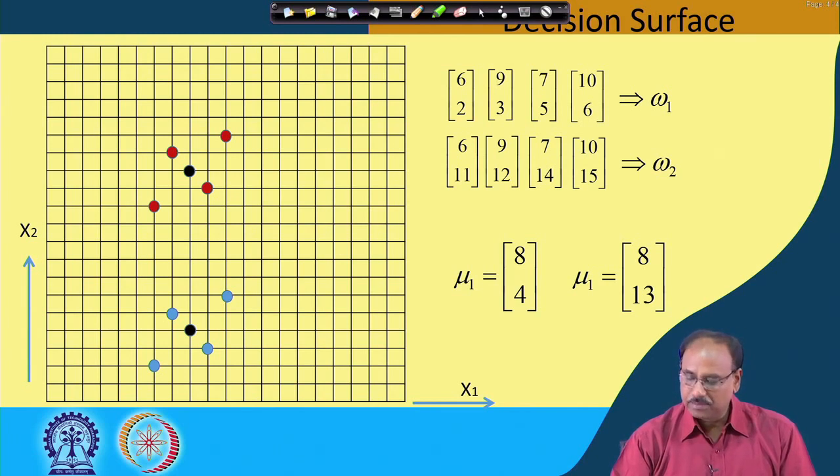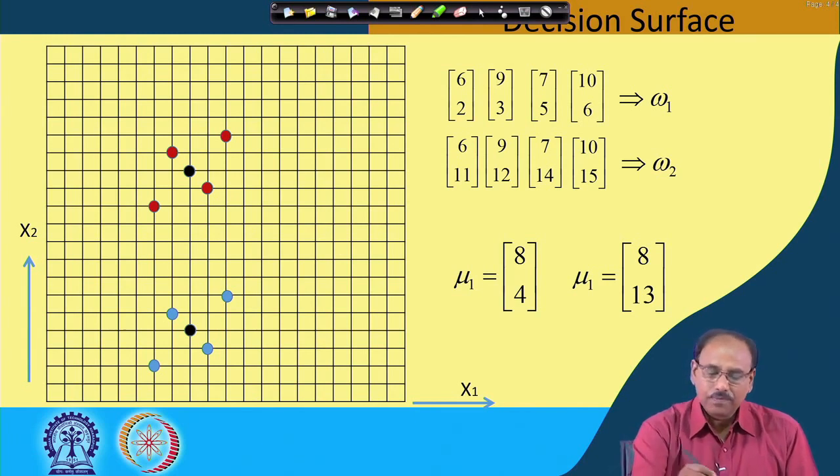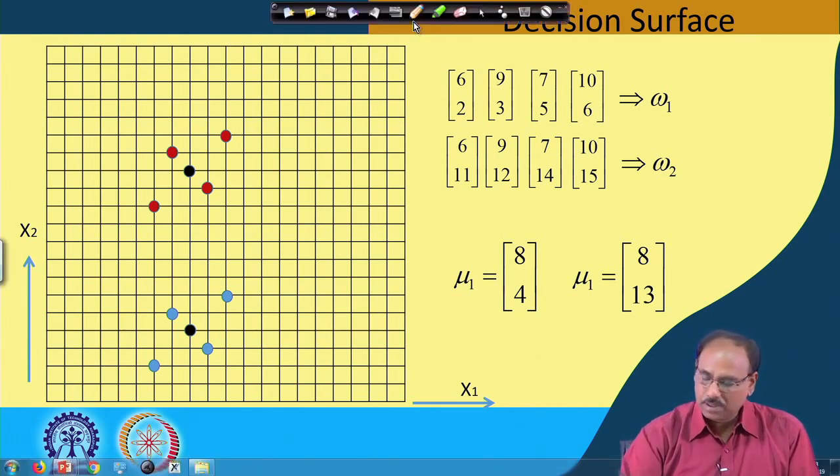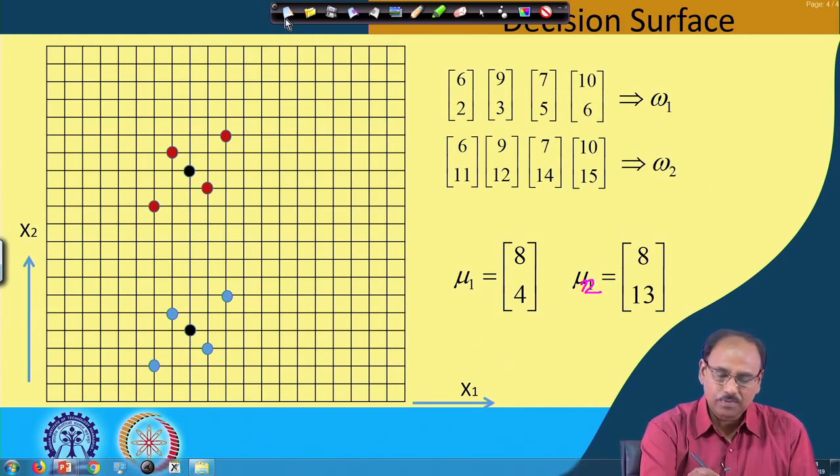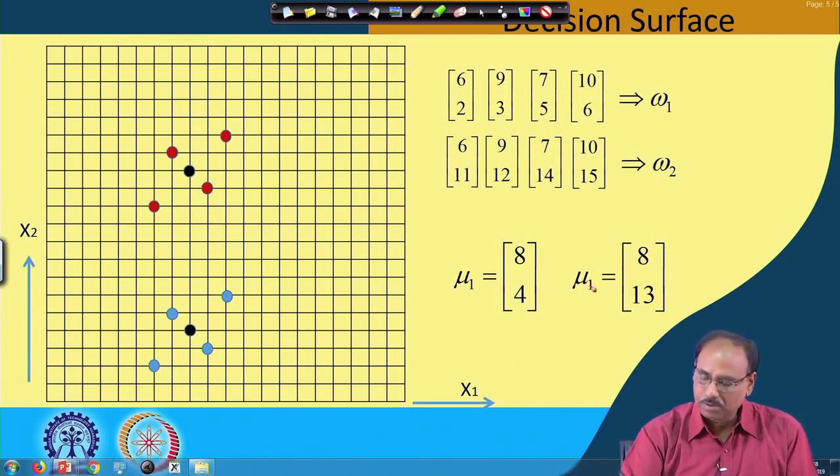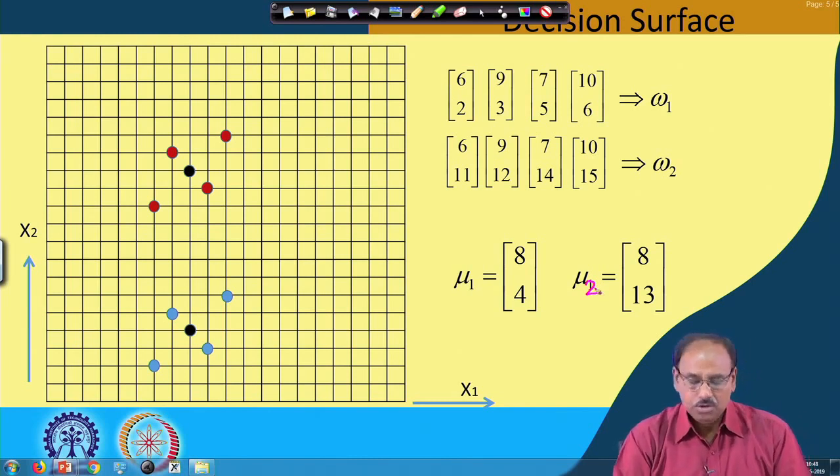Again there is a mistake, the second one here, this mu 1, actually should be mu 2. This is not mu 1, but it is mu 2. So, mu 1 is equal to (8, 4) and mu 2 is equal to (8, 13). They are the mean vectors of the feature vectors taken from class omega 1 and class omega 2.